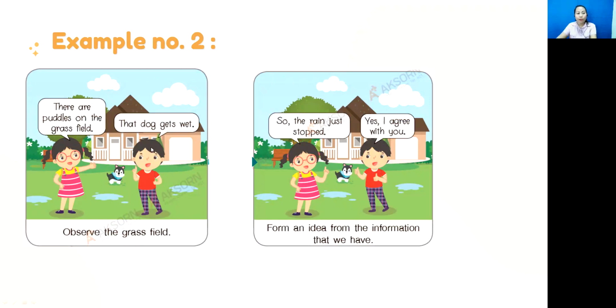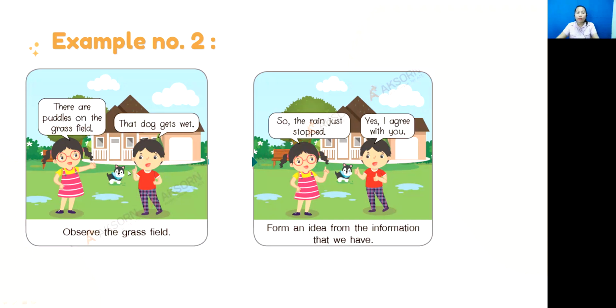So what can they infer, or how do they think of inferring, or guess what had happened? Because they saw some water or puddles on the field, they can infer that the rain just stopped. She inferred that the rain just stopped, and then he also agreed. They get the idea or information from what they observe. Okay, that is how we infer.